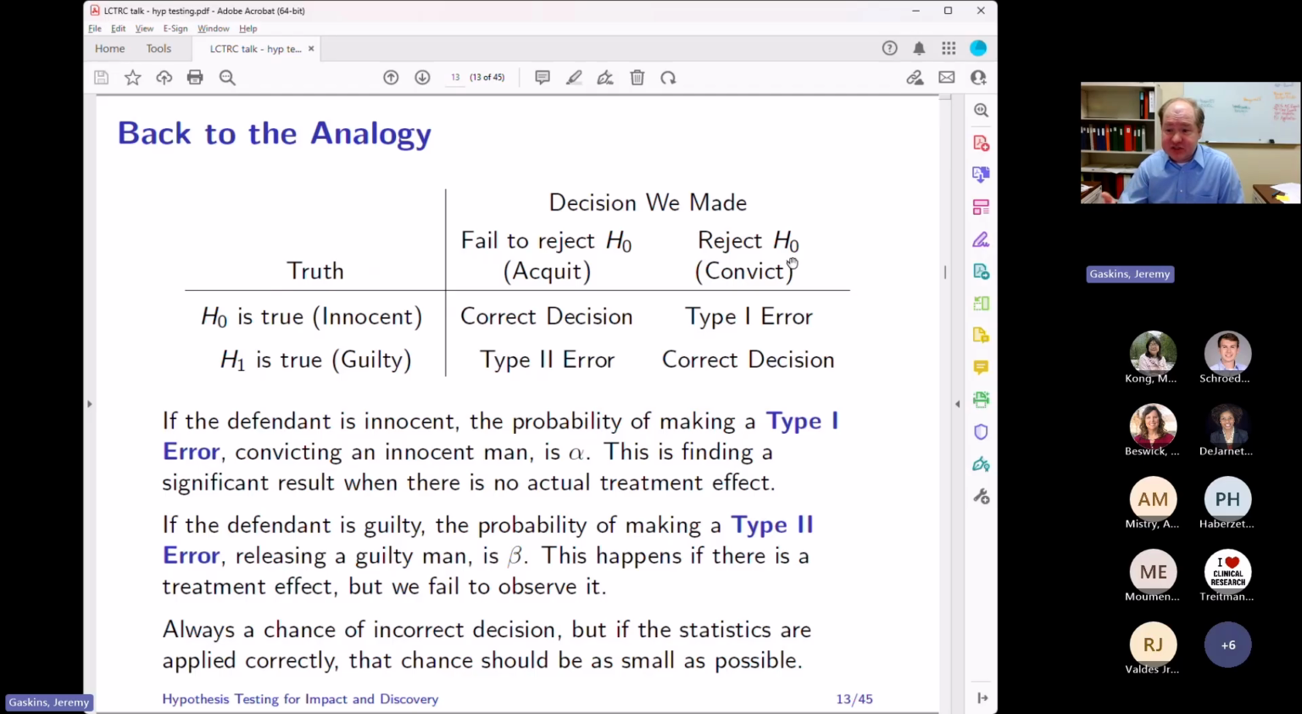Alternatively, if the defendant is actually guilty, and we obtain enough evidence that our p-value is less than alpha, we reject the null hypothesis, we conclude the alternative, we convict this guilty defendant. That, of course, is the correct decision. The incorrect decision would be, of course, acquitting the guilty defendant, or failing to reject a true alternative hypothesis. So when there actually is a treatment effect and we fail to detect it, that would be a type 2 error. And that we denote by probability beta.